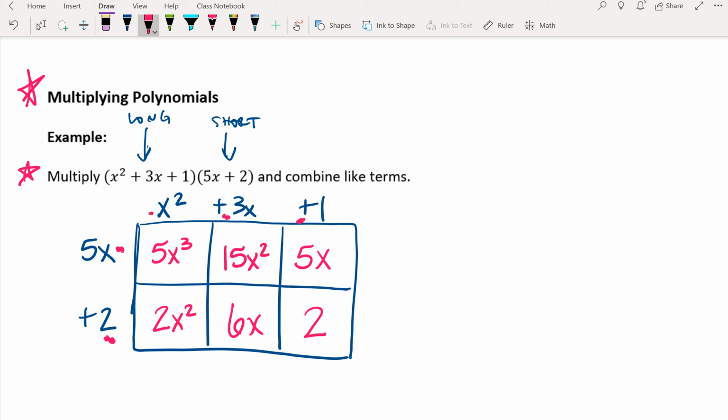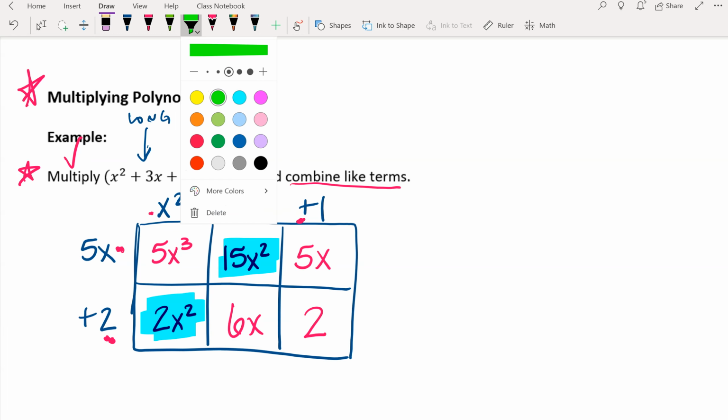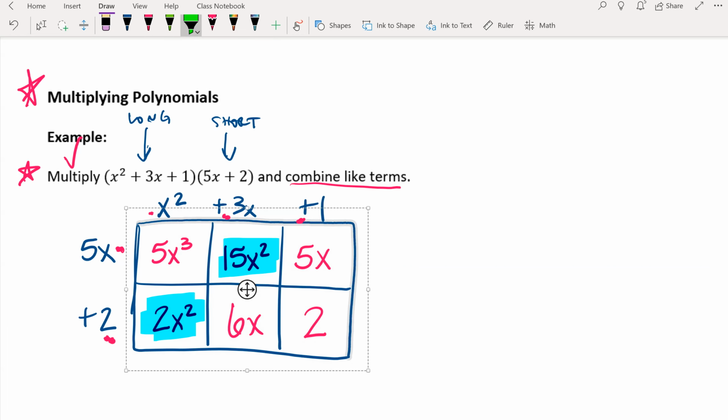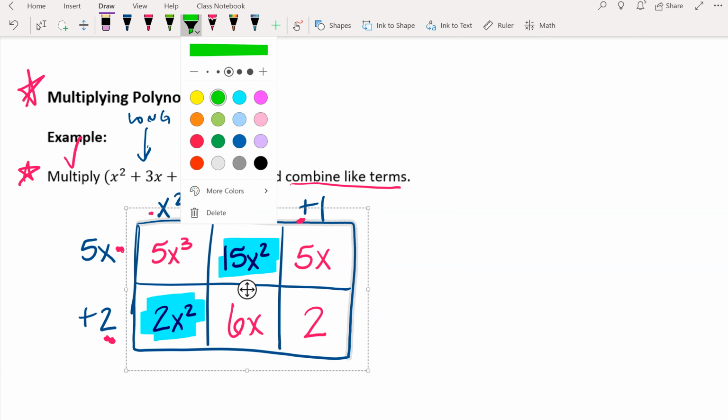Okay, so now that we have multiplied, check, it says combine like terms. That's what we have to do to finish off the box. And you will notice that the like terms, the things that have the matching variables, are always diagonal from each other. So you're going to combine the diagonals.